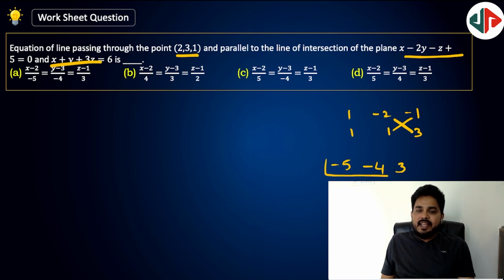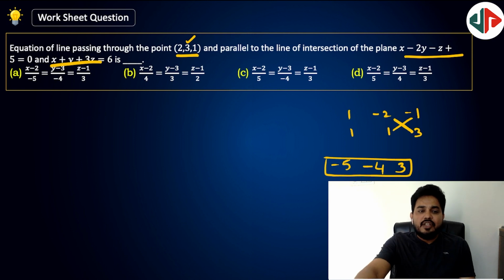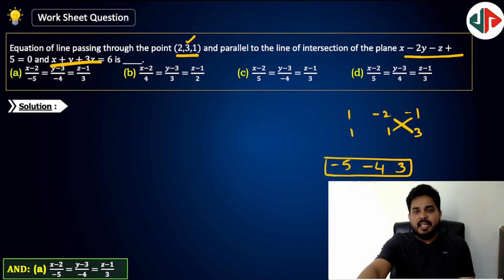So these are the drs of the normal passing through 2 comma 3 comma 1. Everything passing through 2 comma 3 comma 1, but minus 4 minus 3. So the answer is A. So the line parallel to the intersection of these two planes is the cross product of normals of the plane.